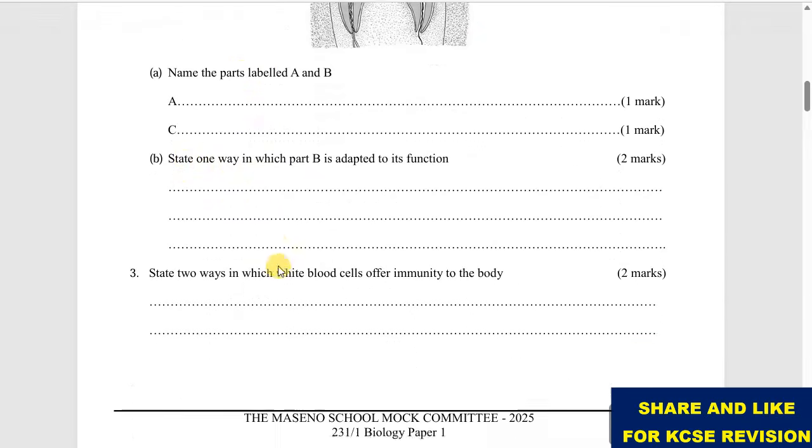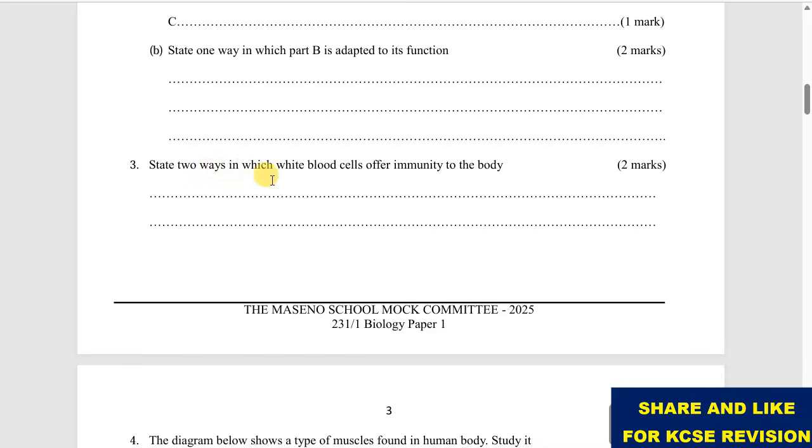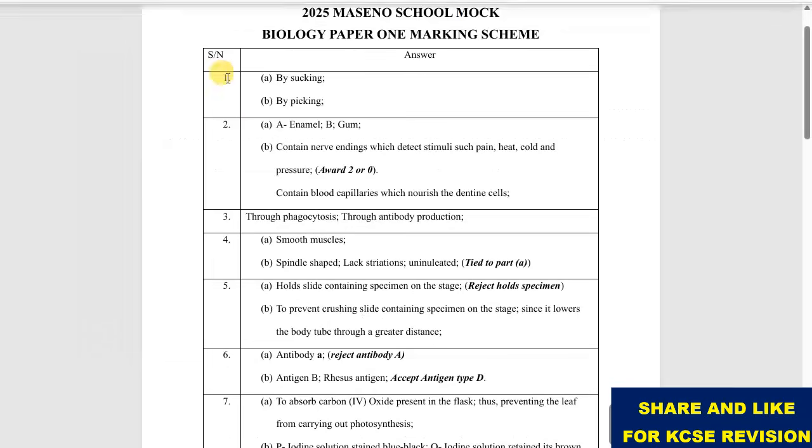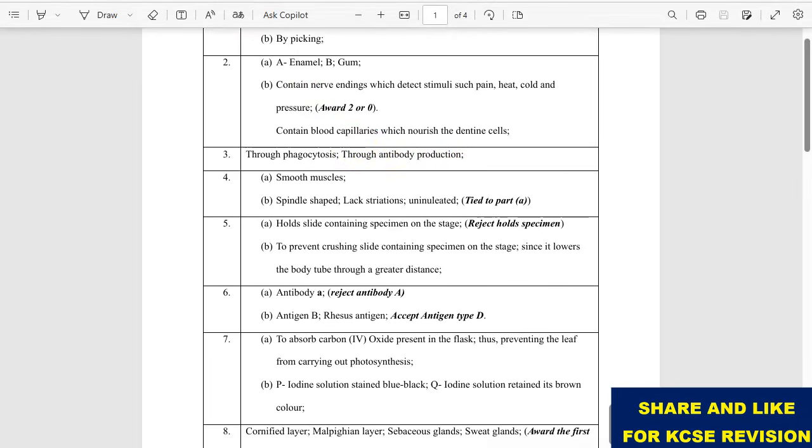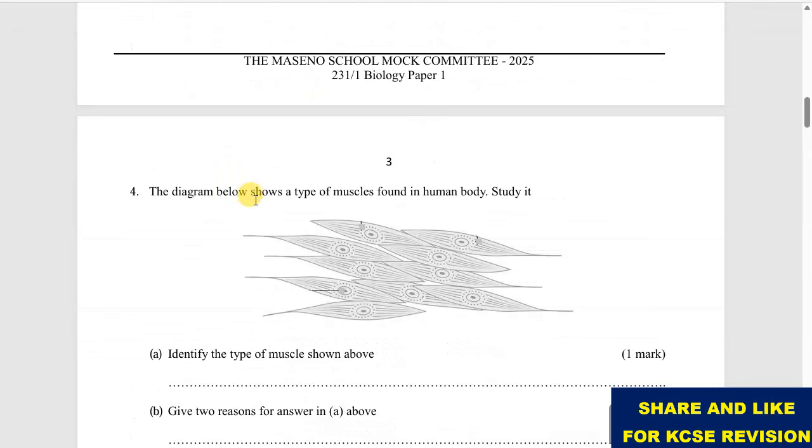State two ways in which the white blood cells offer immunity to the body. How does the blood offer immunity to the body? Through phagocytosis, and through antibody production. So it produces antibodies which provide the immunity required.